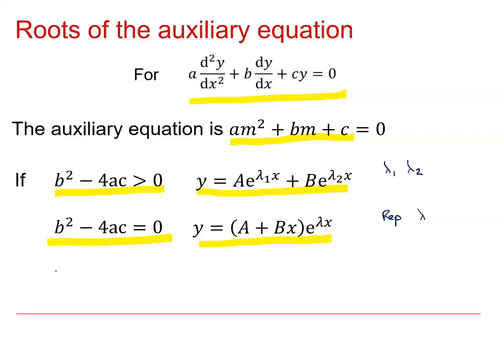We're now going to consider what happens if b squared minus 4ac is less than 0, in which case we'll get complex roots here, and we need to look at how that affects the general solution.